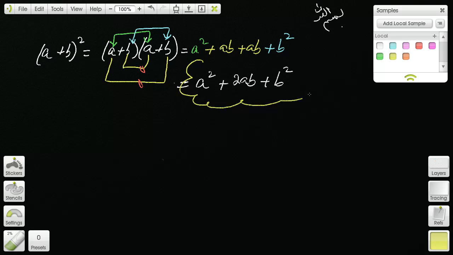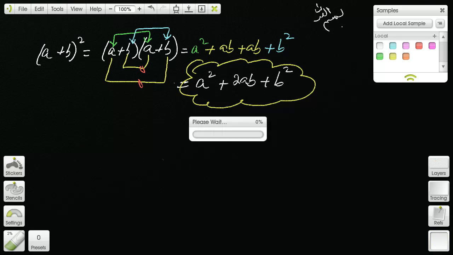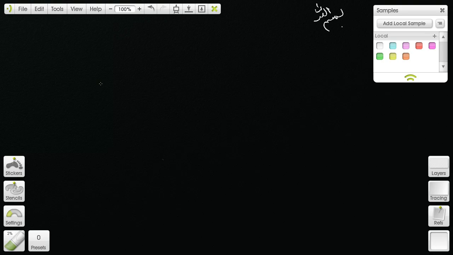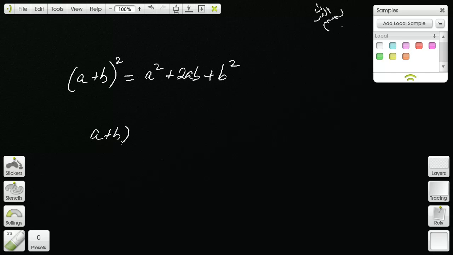So what you have to do is memorize this. You have to repeat this like 100 times and memorize it. What do you memorize? The quantity a plus b squared is a squared plus 2ab plus b squared. Now, the quantity a plus b squared is not a squared plus b squared.